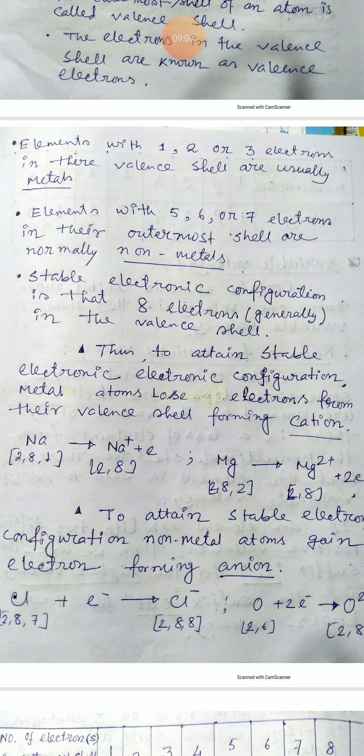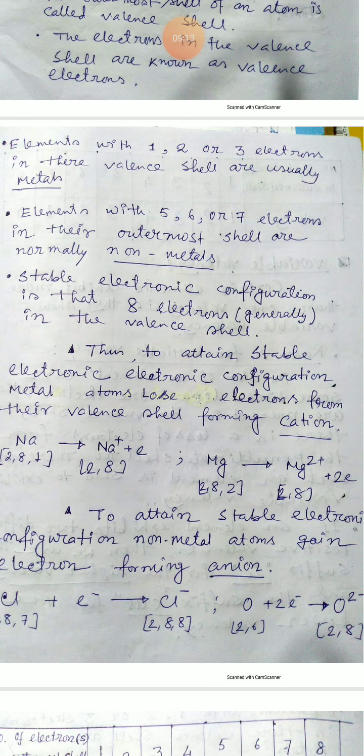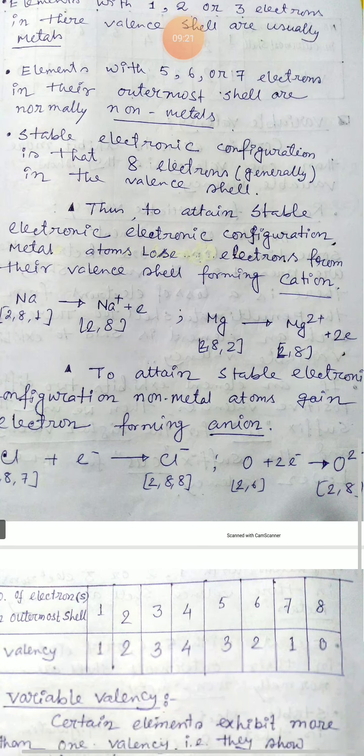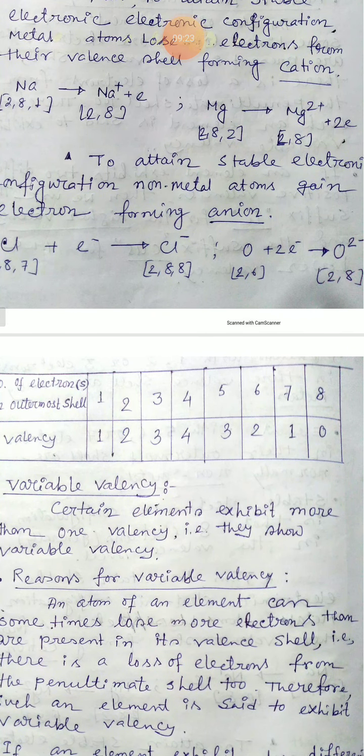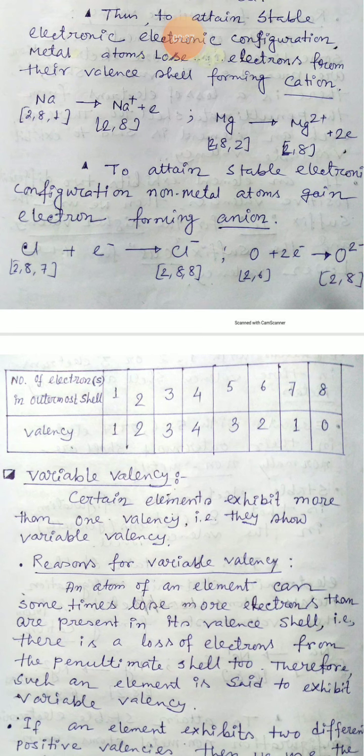Similarly, magnesium has electronic configuration 2, 8, 2. It releases 2 electrons, forming Mg2+, a bivalent cation. Mg2+ is also more stable than Mg, because in Mg2+ there are 8 electrons in the valence shell. Similarly, in case of non-metals, there are 5, 6 or 7 electrons. That's why to attain stable electronic configuration, they accept some electrons, forming anions. Thus, a non-metal atom gains electrons forming an anion.